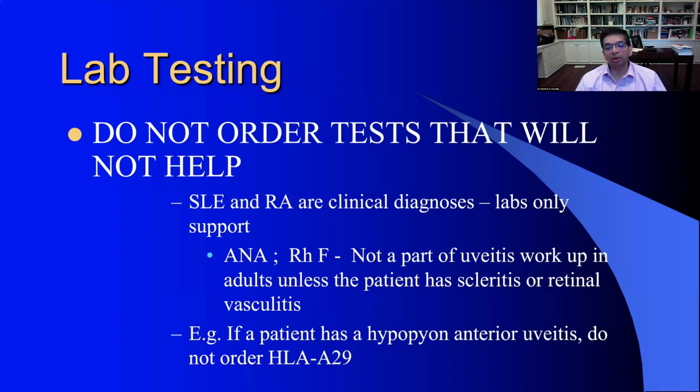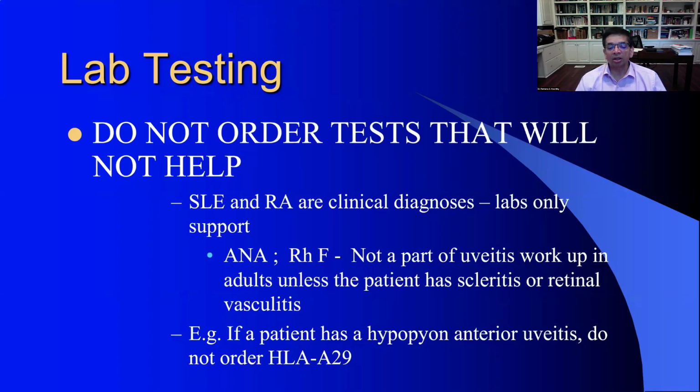Lupus and rheumatoid arthritis are clinical diagnoses, and labs such as ANA and rheumatoid factor are not part of the uveitis workup in adult patients unless the patient has scleritis or retinal vasculitis. It is part of the workup for children with chronic uveitis, because we want to rule out juvenile idiopathic arthritis and determine the subtype. But I almost never order an ANA or rheumatoid factor for an adult patient unless they have scleritis or retinal vasculitis.